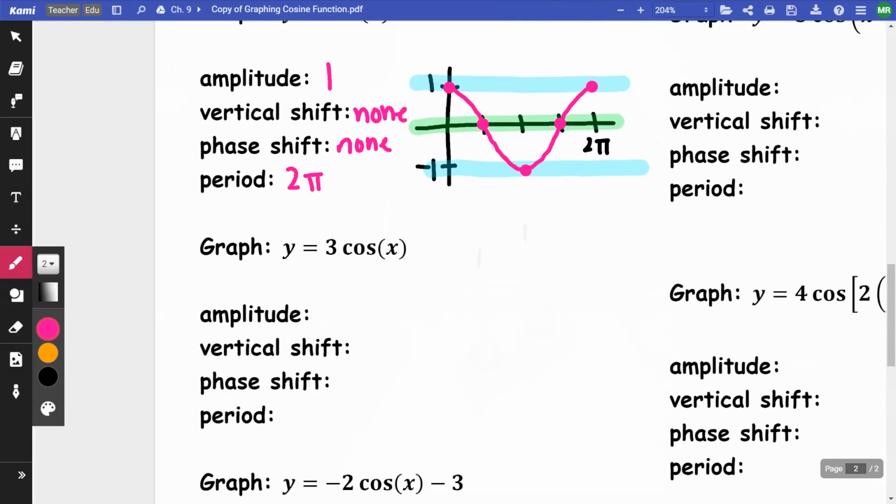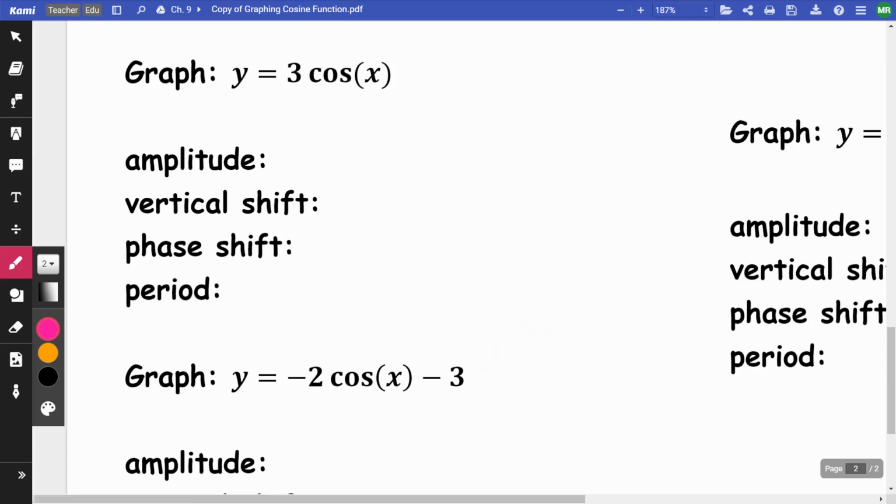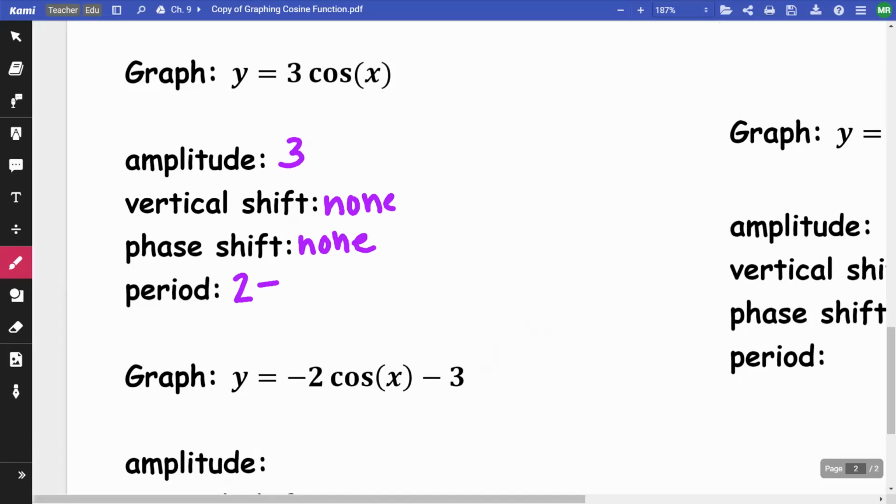So on the next one, my amplitude is 3. My vertical shift, none. My phase shift, none. My period, 2 pi. And again, my vertical shift, none, because there is nothing added or subtracted out here. My phase shift, none, because nothing's happening here. And then my period, 2 pi, because there's nothing in front of my x.